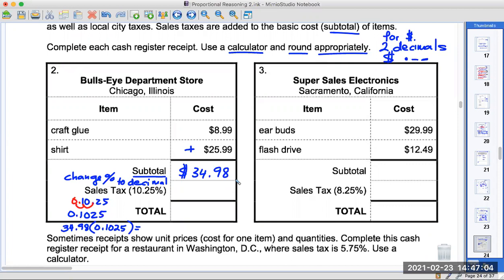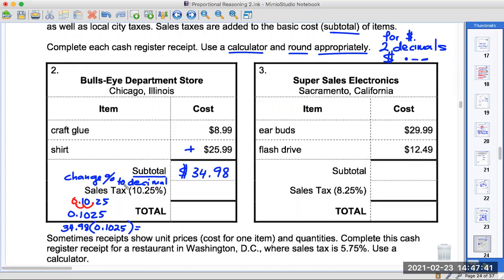You already made a mistake. 34.28 times 0.1025. Did I do that right? Nope, I keep doing it wrong. Okay, one more time. It's probably because I'm holding it in my hand. 34.98 times, the part I'm having a hard time with is putting in that decimal. 0.1025. There it is.